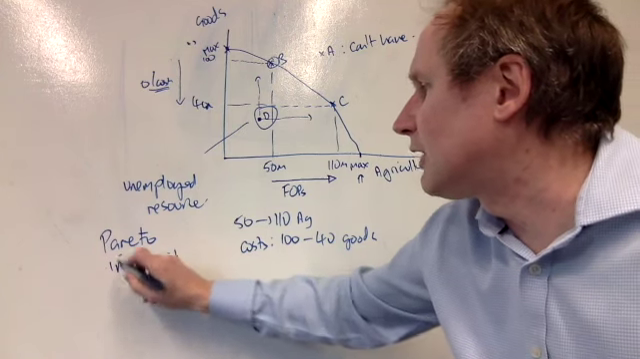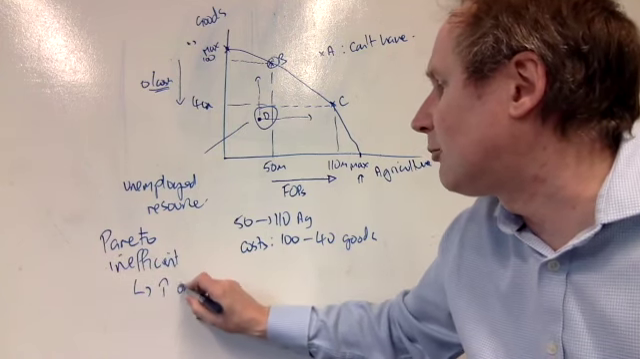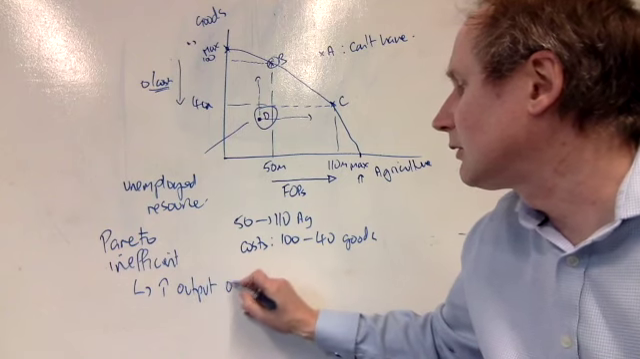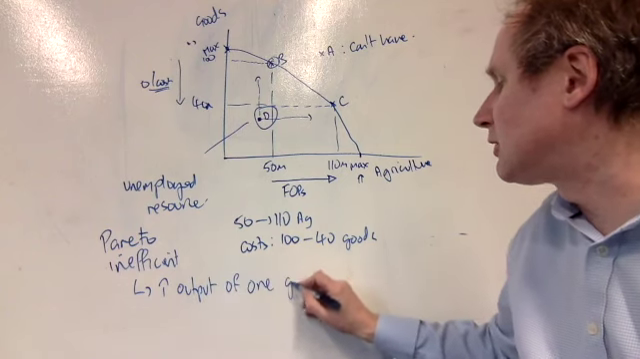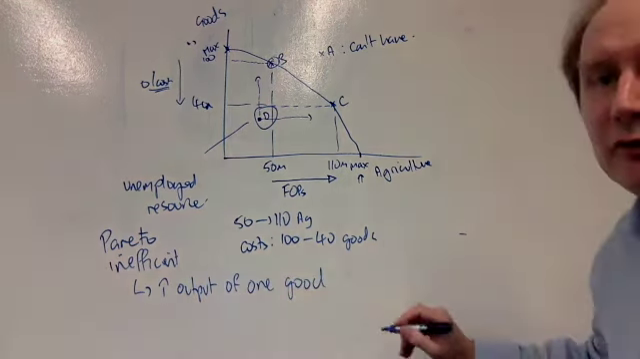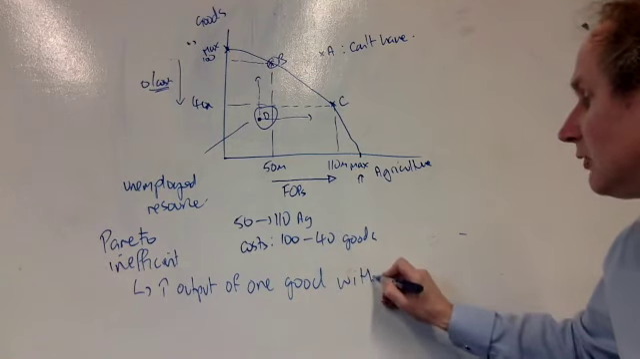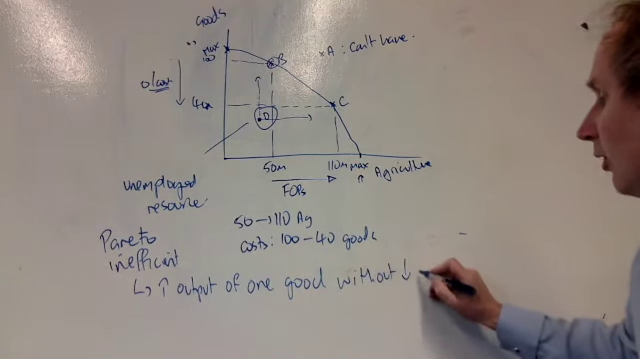That definition was the idea that we can increase the output of one good at zero opportunity cost. In other words, we can increase the output of one good without decreasing the output of another.